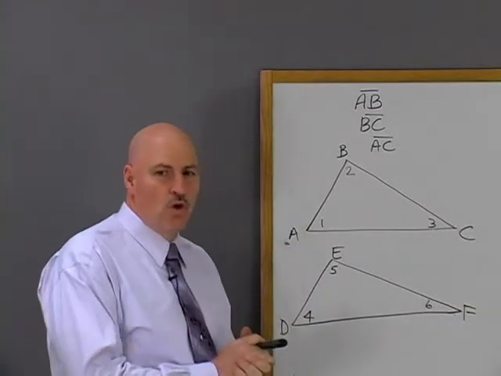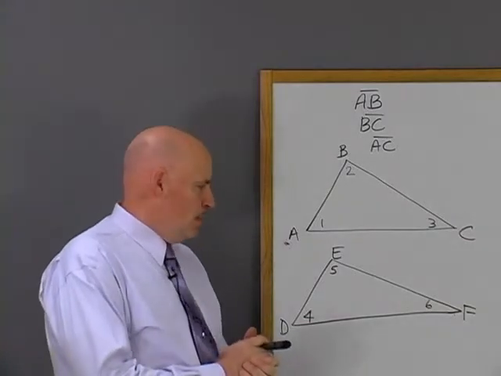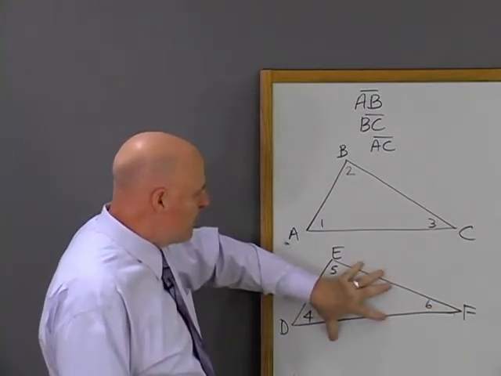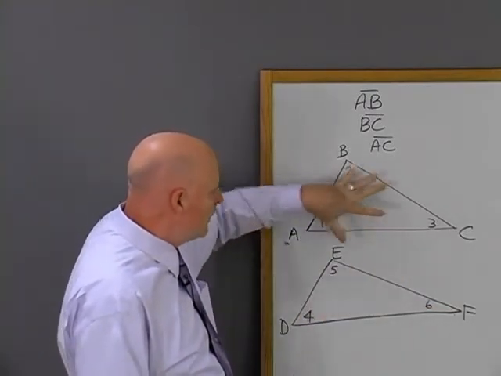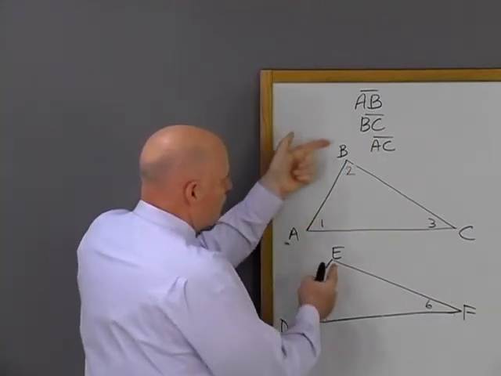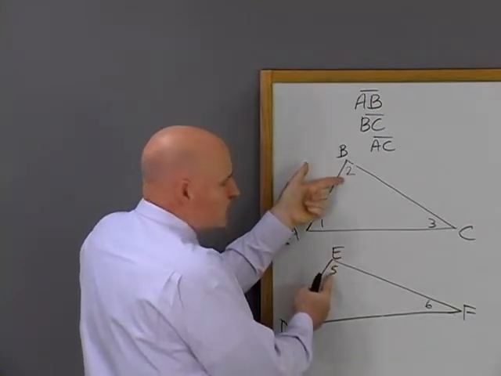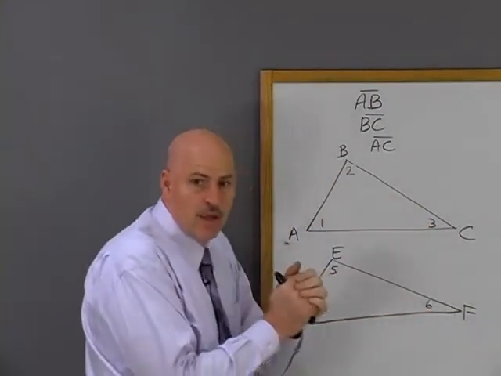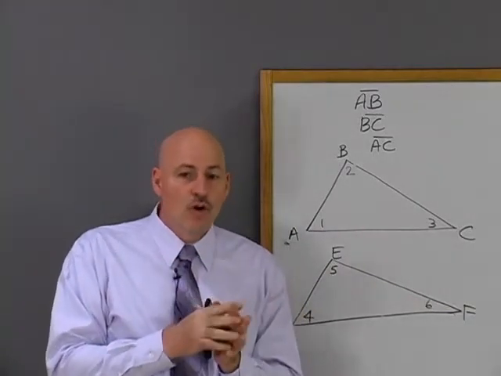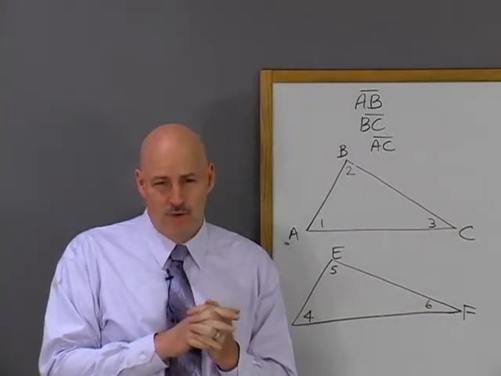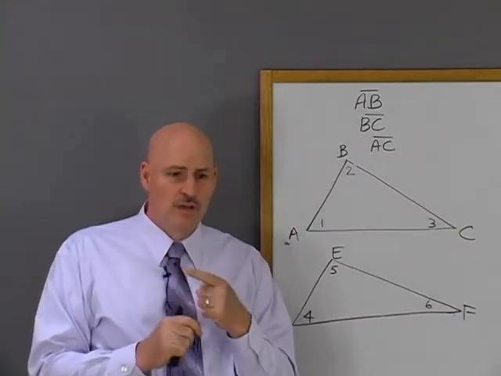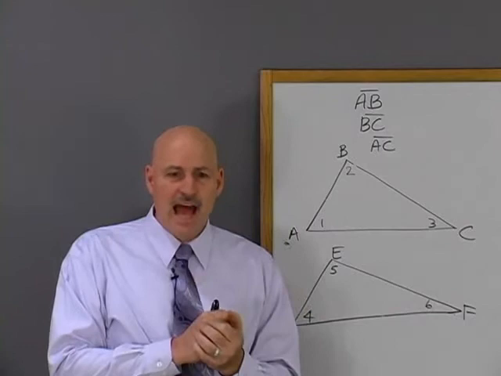D. Which point corresponds to B? Which point corresponds to C? Because if we were to take this triangle and pick it up and superimpose it on this, A and D correspond, angles 1 and 4 correspond. B and E correspond, angles 2 and 5 correspond. So in order for two triangles to be congruent, how many parts are there in a triangle? There's 3 sides, and there's 3 angles, and all 6 of those have to be congruent.